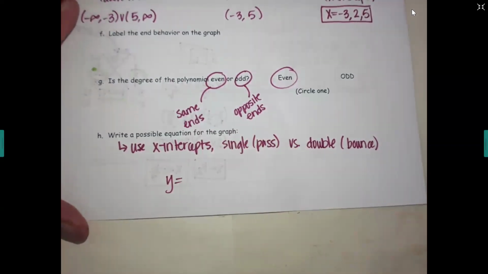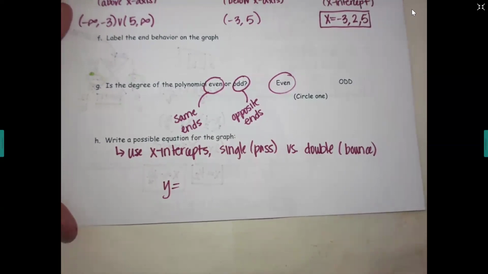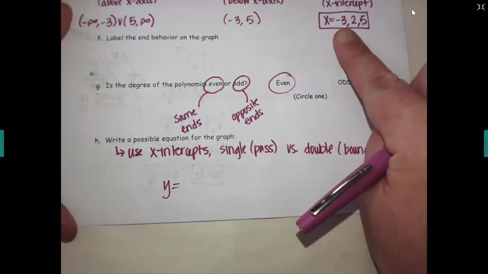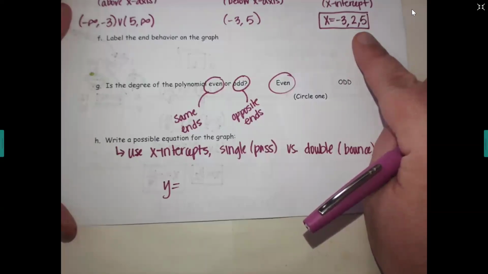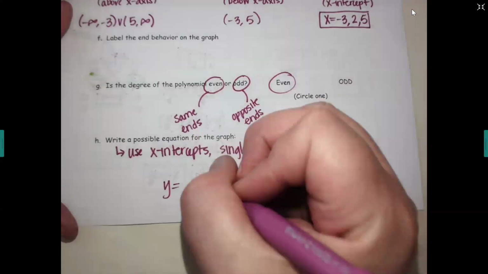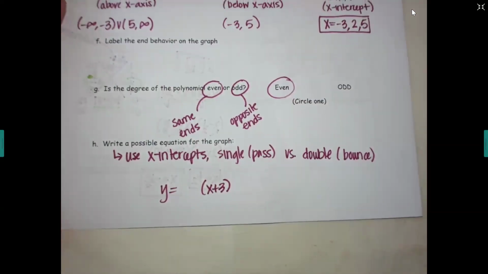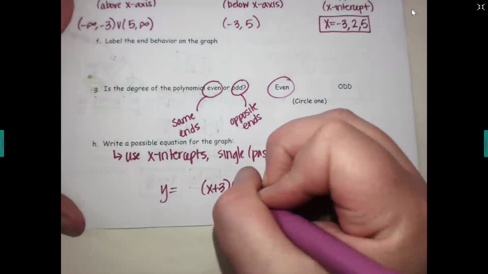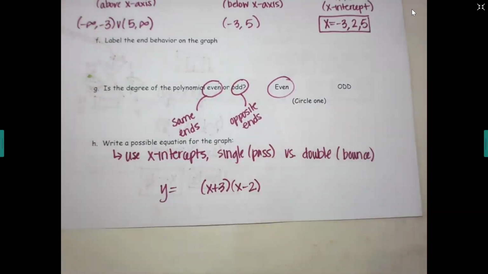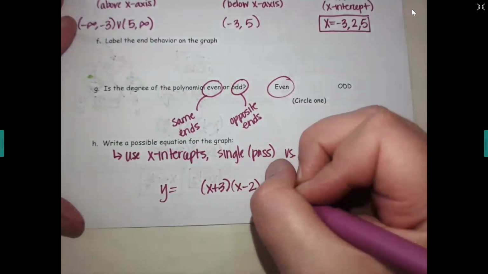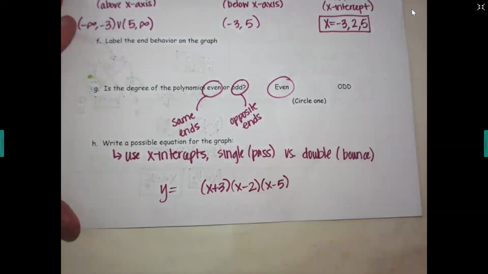What was my first x-intercept that I listed in part E? What number? What was my first x-intercept that I listed? -3. What would the factor or the parentheses have to say? X plus 3, right? So put x plus 3. Okay, my next x-intercept was a 2. So I would put x minus 2. Because remember, they're always the opposite. Okay, my last one is a 5. So I would put in x minus 5.